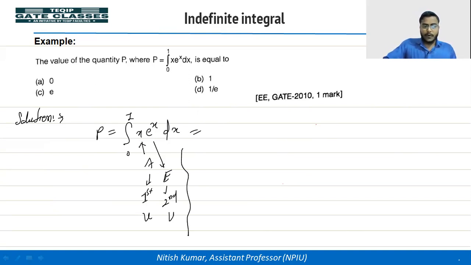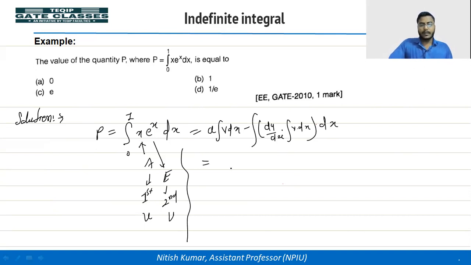So I'm writing the formula once. The formula is u into integration of v dx minus differentiation of the first function with respect to x into integration of second function with respect to x, and integration of both, like this. So we have the first function x. So we can write x into integration of e to the power x with respect to x minus differentiation of x, that is 1, into integration of e to the power x with respect to x.